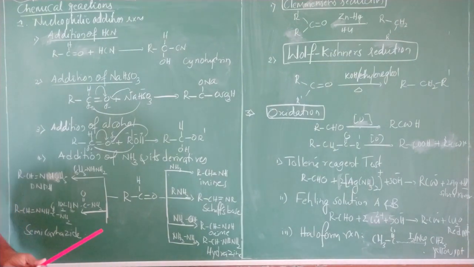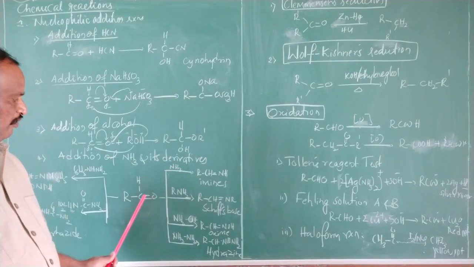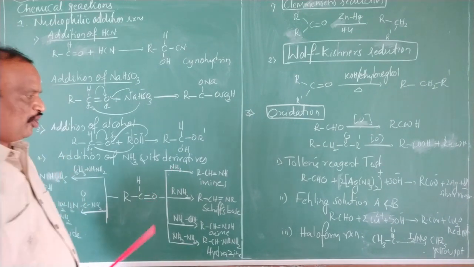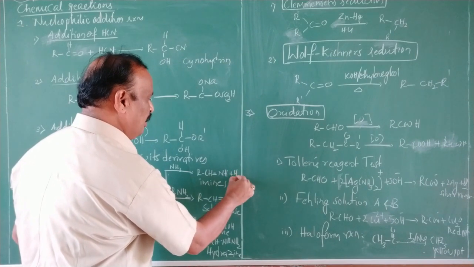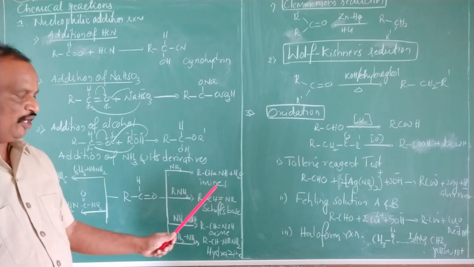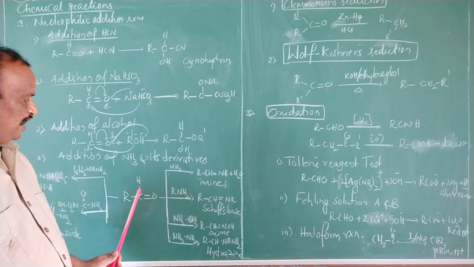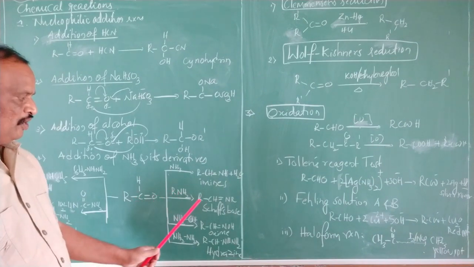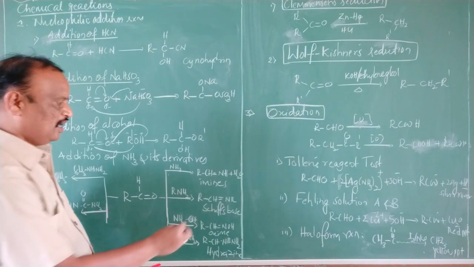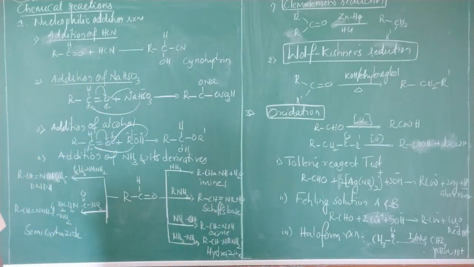In addition to that, ammonia and its derivatives can be added. When ammonia reacts with an aldehyde, two hydrogens from this and oxygen from this eliminate a molecule of water and you get imines. RCH=NH compounds are known as imines. Similarly, when amines react with aldehydes or ketones, they form Schiff bases. Two hydrogens of the NH2 group and oxygen eliminate a molecule of water and you get Schiff bases.